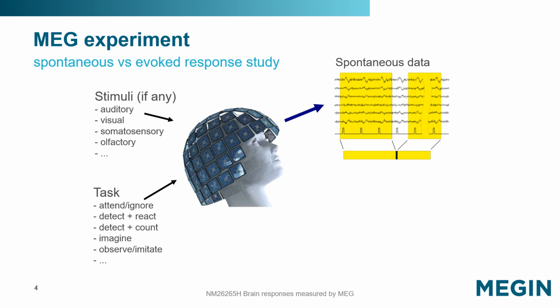During stimulation, the subject can be asked to perform tasks. Examples include attending or ignoring stimuli, detecting and reacting to stimuli, for example by button press, detecting and counting stimuli, imagining or observing and or imitating, for example with facial gestures. Additional behavioral responses can be required, such as limb or finger movement and speech.